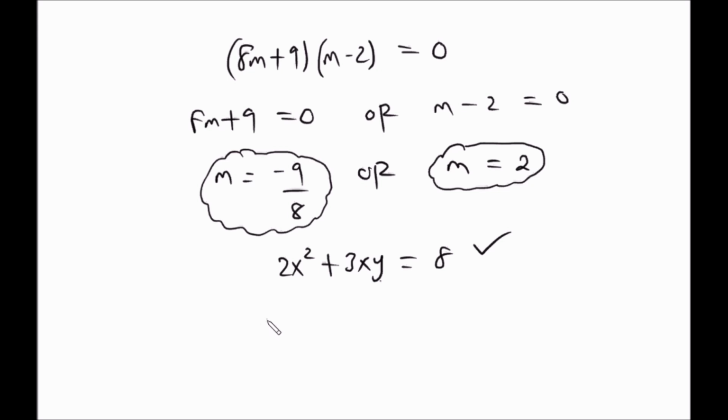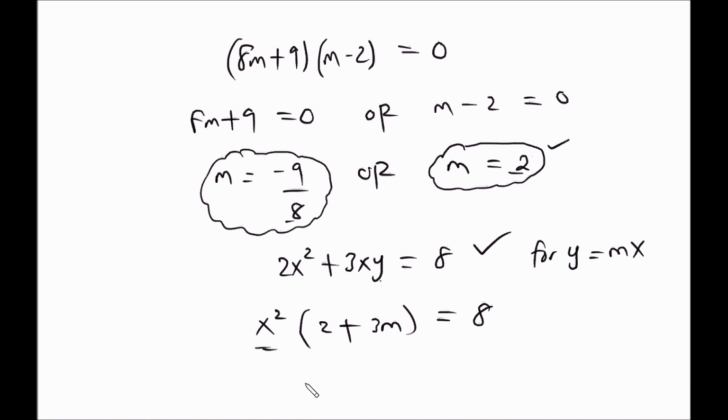Tulivyoweka mx ikaja kuwa ni x squared, tukawa tuna 2 plus 3m sawa na 8. Remember tulivyoweka for y is equal to mx, ndio? So here we can get x because we already have m, lakini m tunazo mbili, kuna hii -9 over 8 na hii ya mbili. So tuanze kupachika hii. So x squared itakuwa ni 2 plus 3 times 2 sawa na 8. So 3 times 2 ni 6. Kwa hiyo itakuwa ni x squared, so we have 2 plus 6 sawa na 8. So itakuwa ni 8x squared sawa na 8.